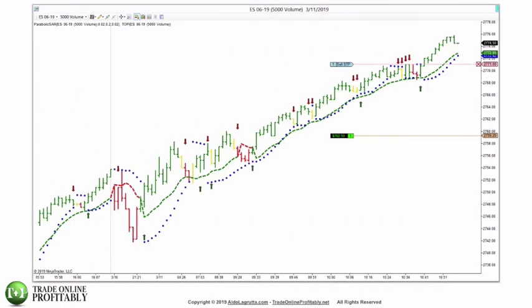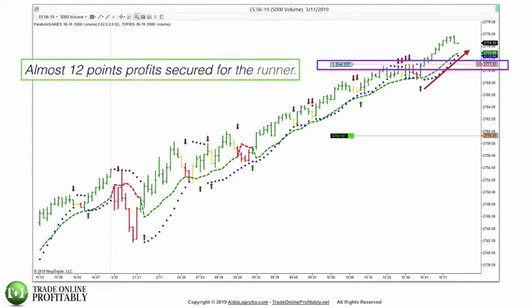So far, so good. When the market is trending, we never know when that will happen. If we are equipped with the proper strategy like this DFTS variation and proper trade management, we can truly squeeze the market for all the profits that it can give us. You can see that by now my stop is at 27.71, almost 12 points of profit secured for the runner.